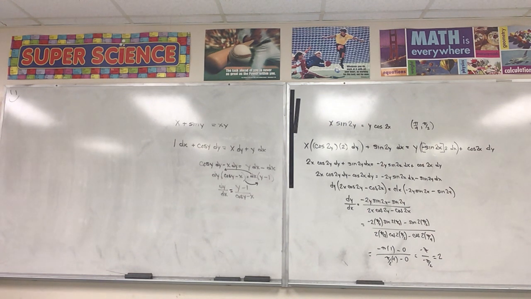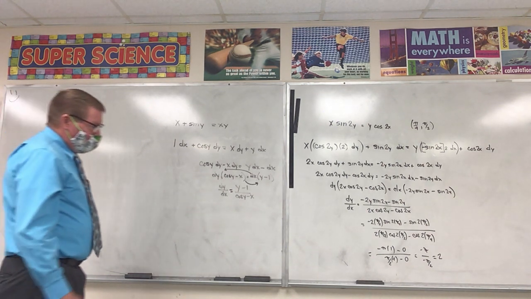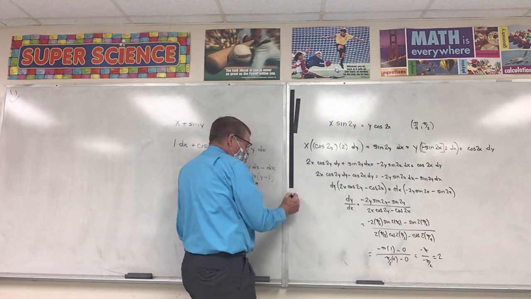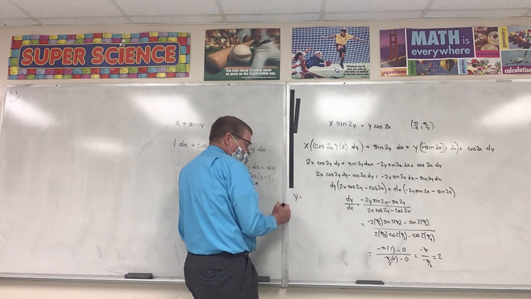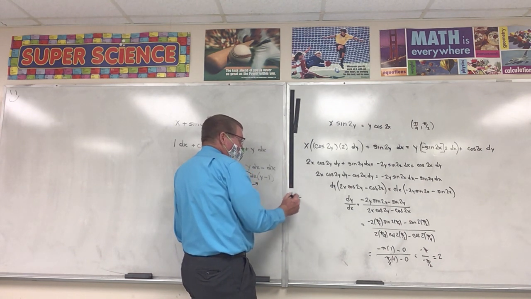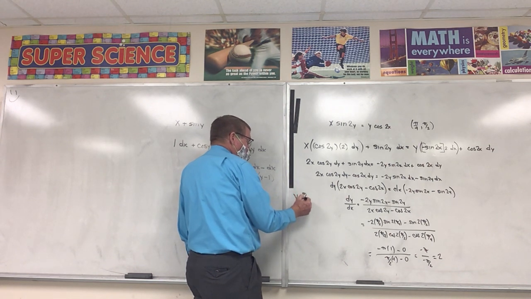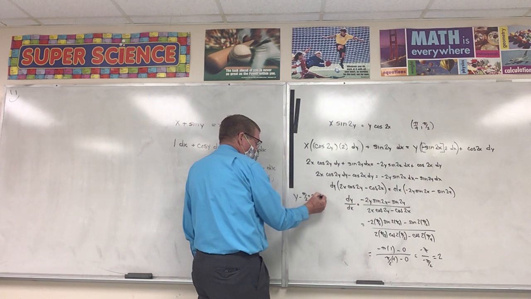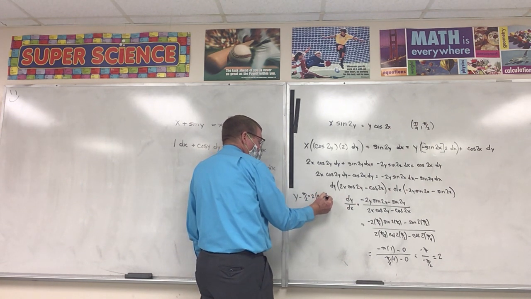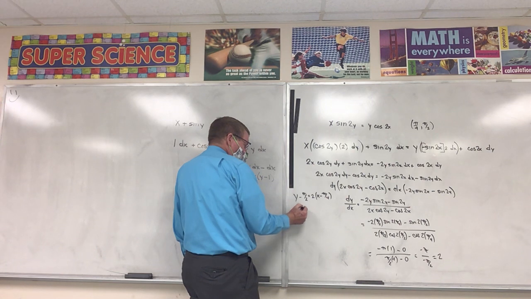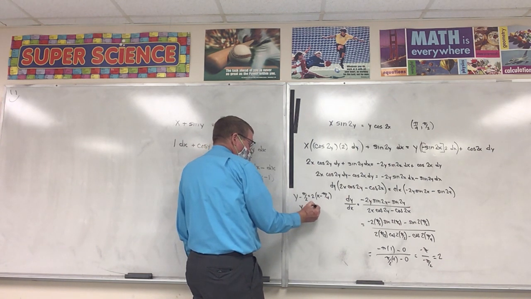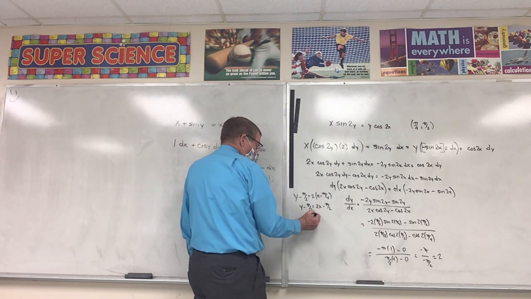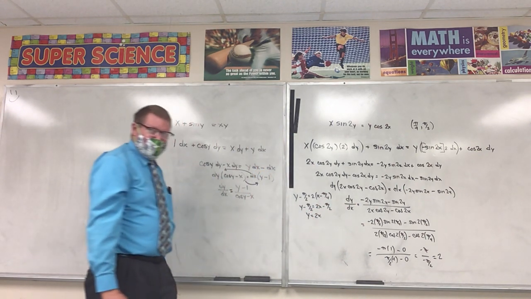So they're asking us to find the tangent and the normal lines. If my slope is 2, going through this point, y minus pi over 2 equals 2 times x minus pi over 4. So we have y minus pi over 2 equals 2x minus pi over 2, so y equals 2x is my tangent line.